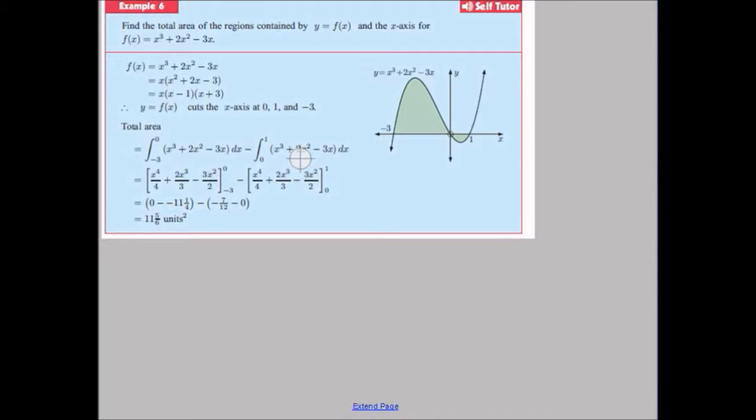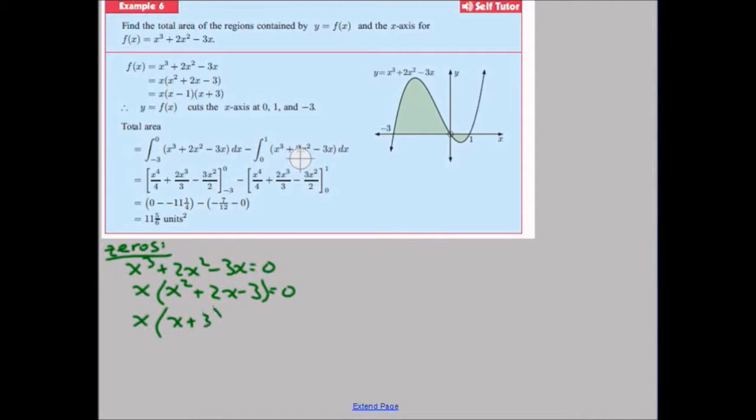Okay, so zeros. We can't always factor a cubic function with what we know how to do, but in this case we can because there's a common factor. So x cubed plus 2x squared minus 3x equals 0. Take out the common x. And now we might be able to factor that guy. x plus 3, x minus 1. So x equals 0, or negative 3, or positive 1.